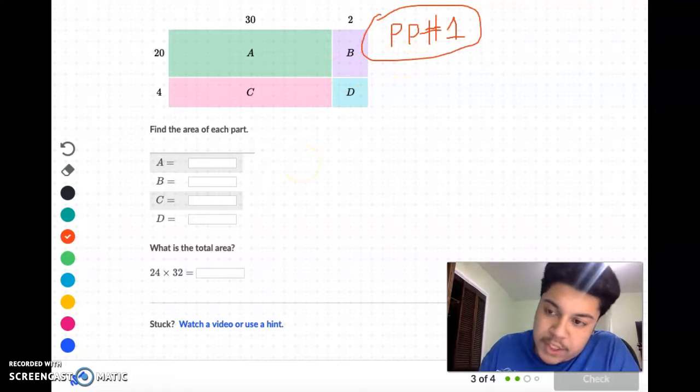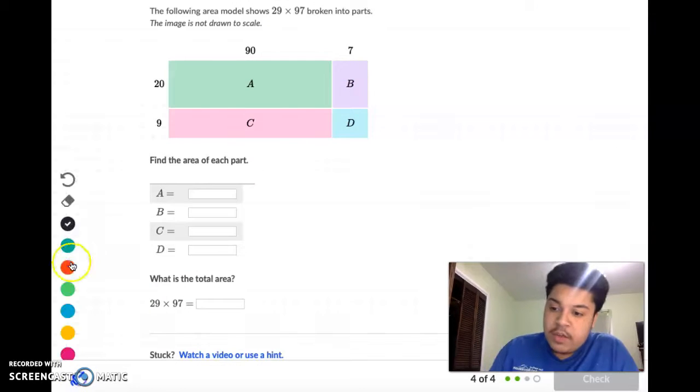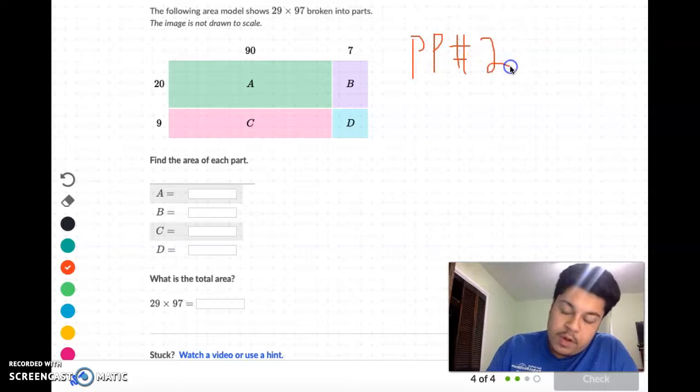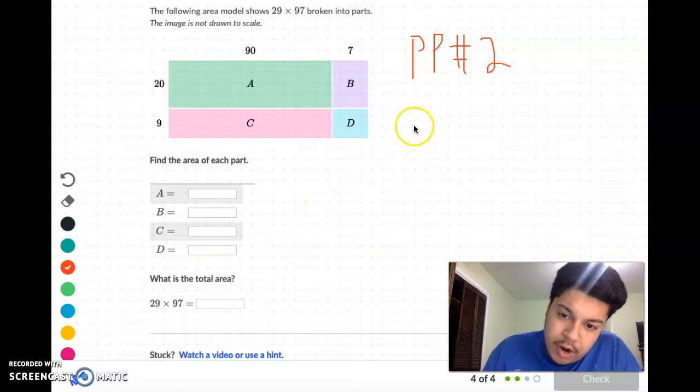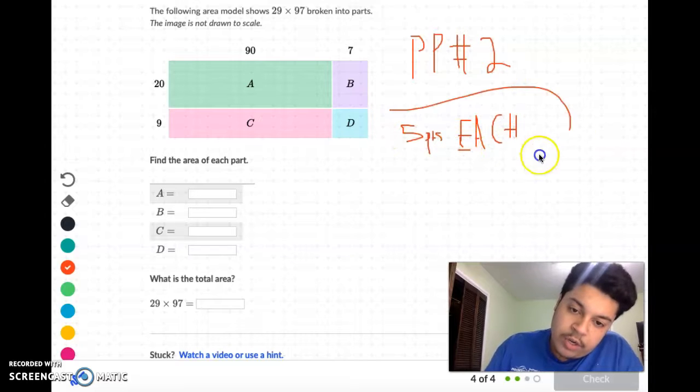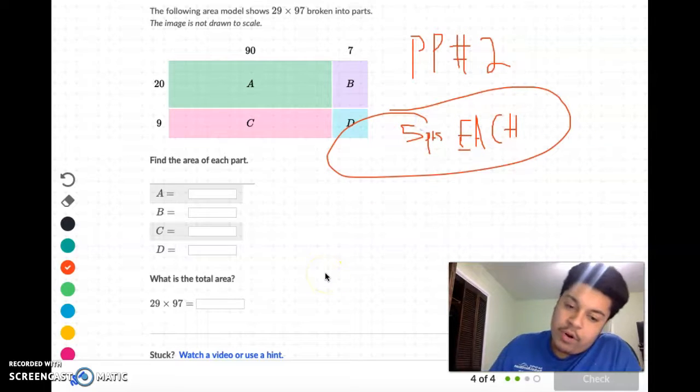I'm going to give you another practice problem. Here we have practice problem number 2. Both of these problems are 5 points each, so this practice problem assignment will be 10 points. Make sure that you are showing your work, and then I'll go over them with you if you happen to get them wrong.